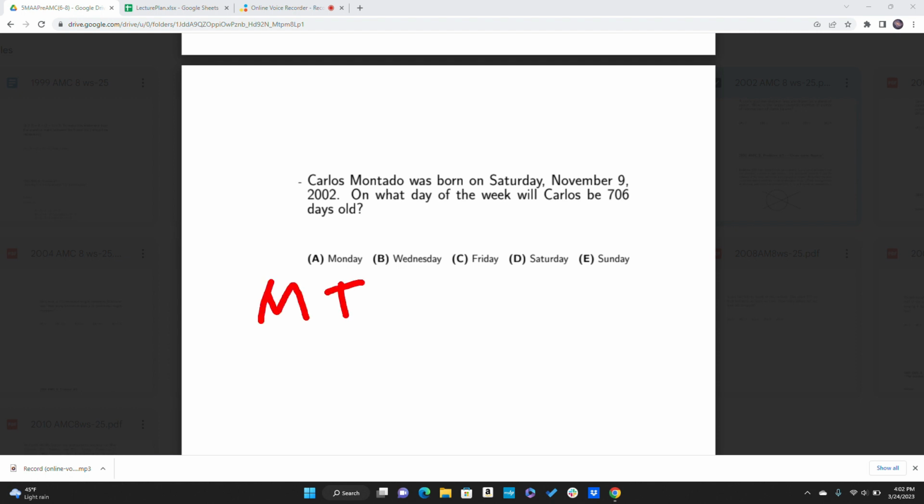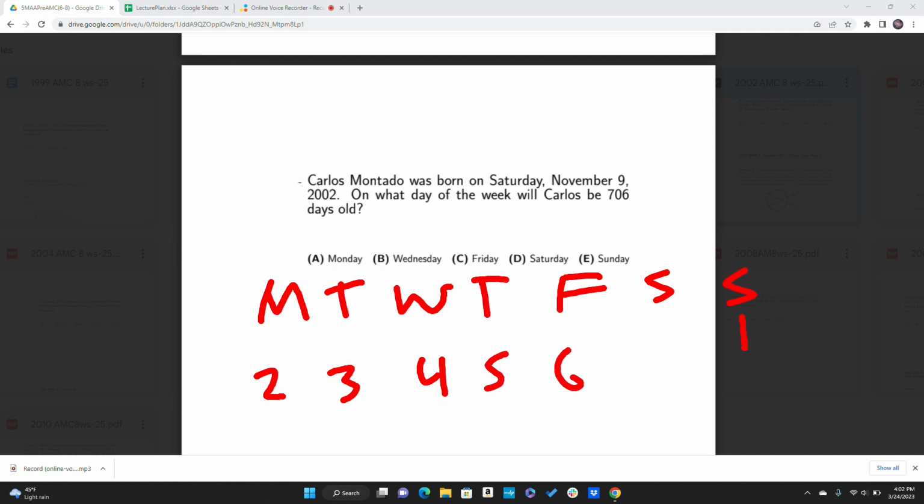We've got our Monday, Tuesday, Wednesday, Thursday, Friday, Saturday, Sunday. So here's where Carlos is born. When he's 1 day old, it'll be a Sunday. 2 days, 3 days, 4 days, 5 days, 6 days, 7 days. I'm not going to do that 706 times. That's kind of a lot. But if we do it a couple times, we can start to notice a pattern.